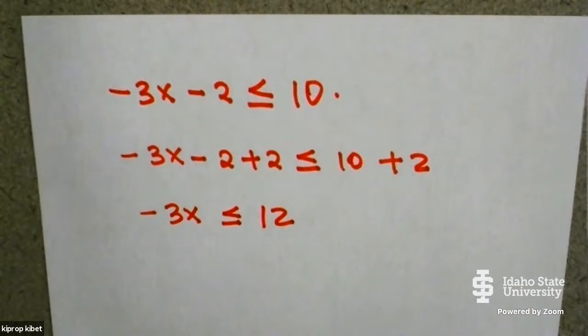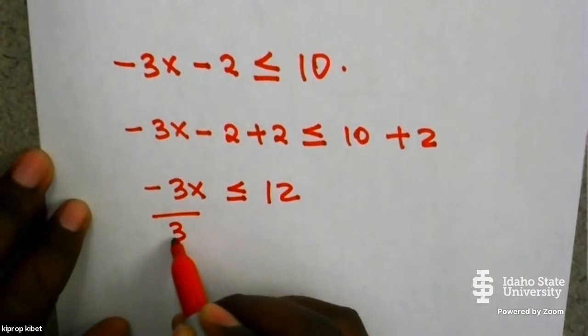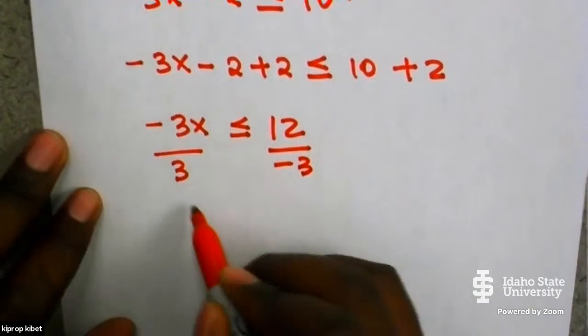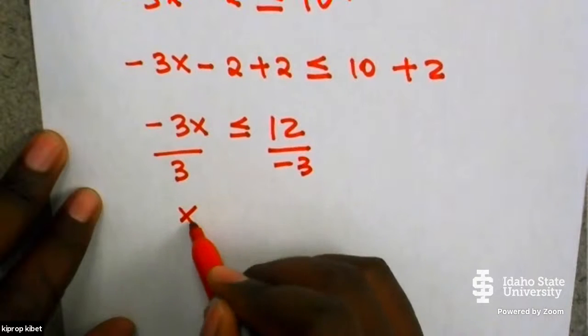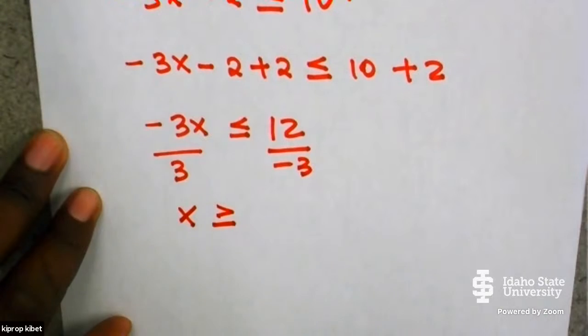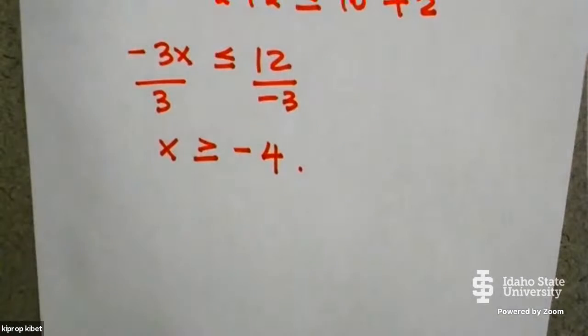Now, using the second property, if you divide or multiply by a negative, then what do you do to the sign? You flip it. So when you divide by -3, therefore x is greater or equals to negative 2/3.